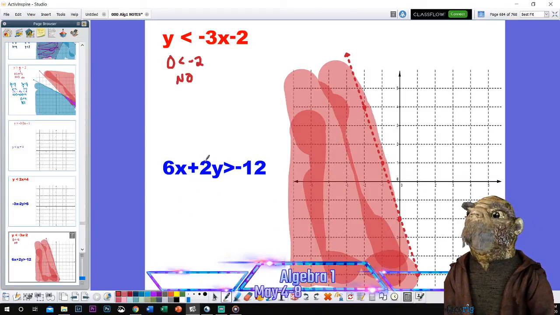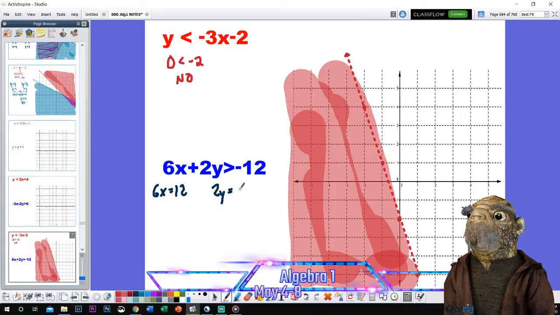Now let's do the blue. This one's in standard form, so of course I'm going to put 6x equals -12 and 2y equals -12. Oh, it's -12 though. Then divide both sides by 6. That gives me -2 for x. Divide both sides by 2. That gives me -6 for y.